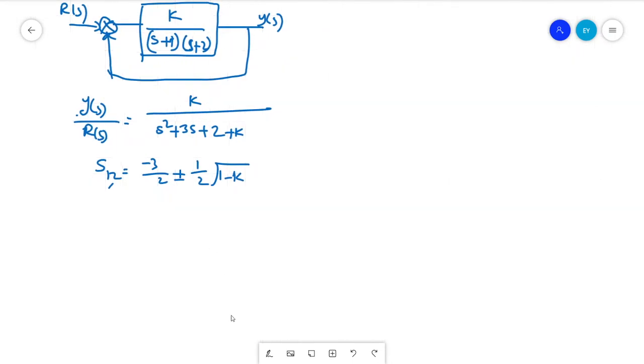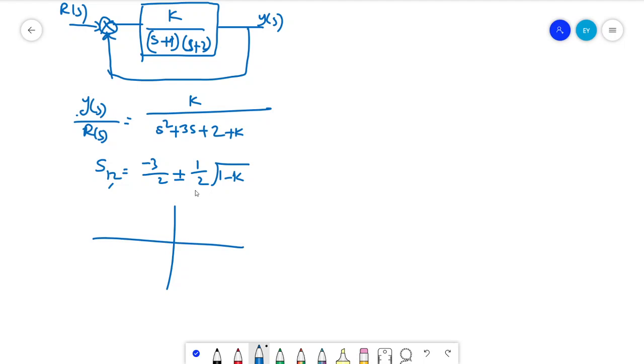So if you draw a root locus for this, this is actually closed loop poles. These are closed loop poles. Check these open loop poles. Initially how the poles are there: one pole is at minus 1, one pole is at minus 2.